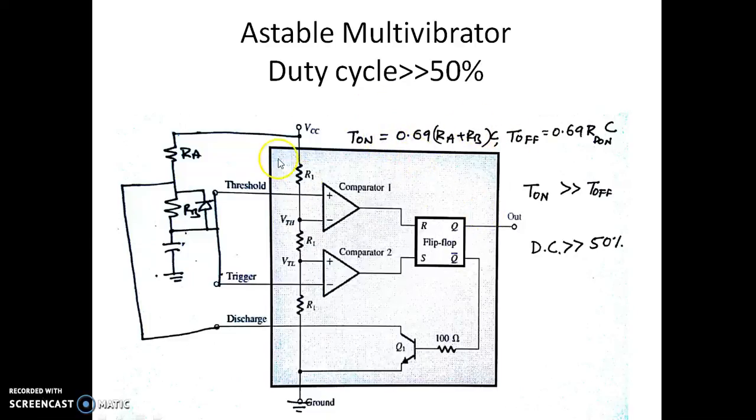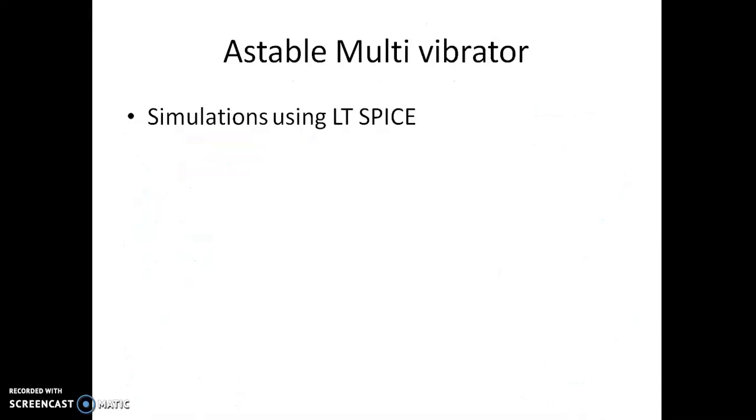So the duty cycle of this particular circuit will be very large compared to 50%, maybe around 85% or 90%, depending on the value of Ra. If Ra is in tens of kilo-ohms, we're going to get a duty cycle close to around 95%. If the value of Ra is around 1 kilo-ohm, it may be around 80% or 75%. We can see that in the simulations. We shall have a look at some simulations in LTspice and try to understand it in a better way.